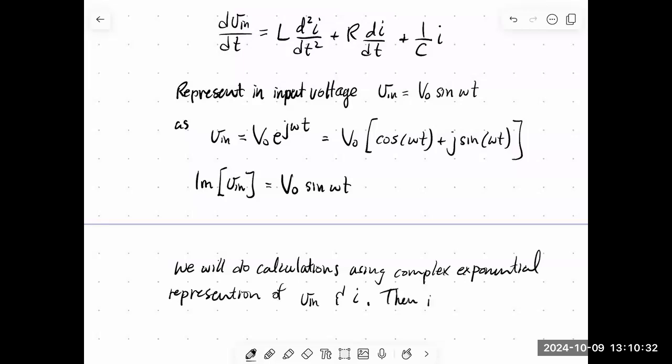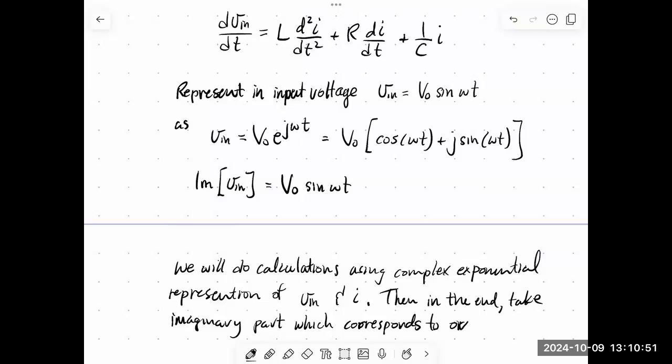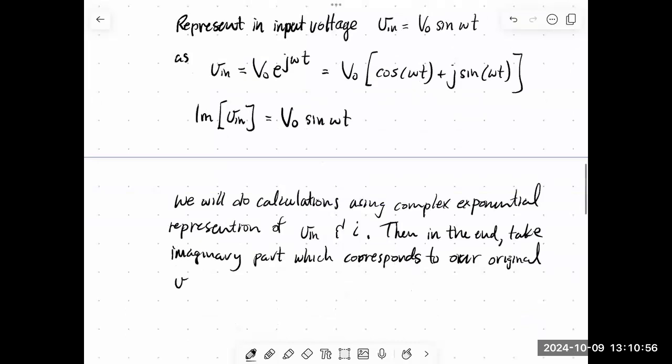Then, in the end, we take the imaginary part, which corresponds to our original Vn and yields the desired current.